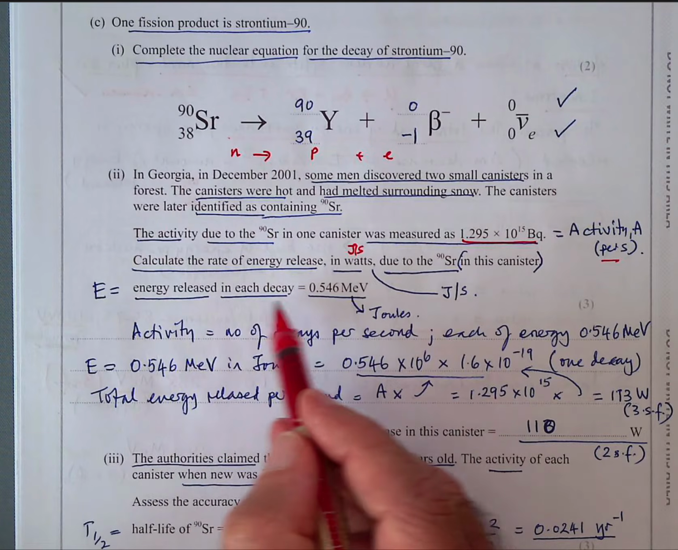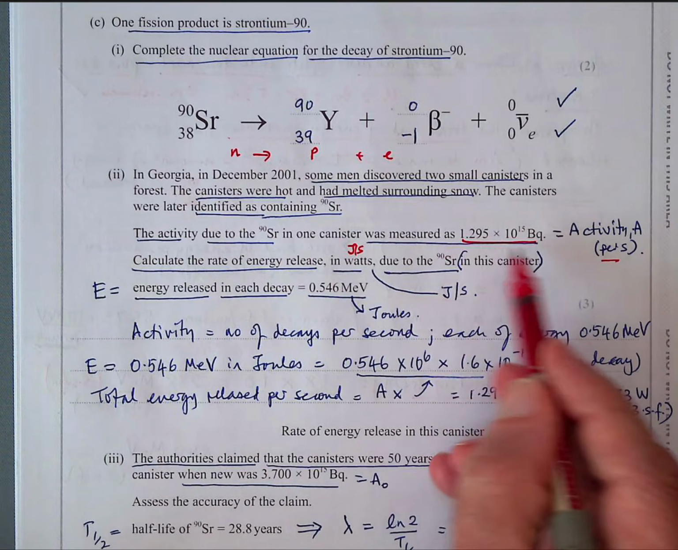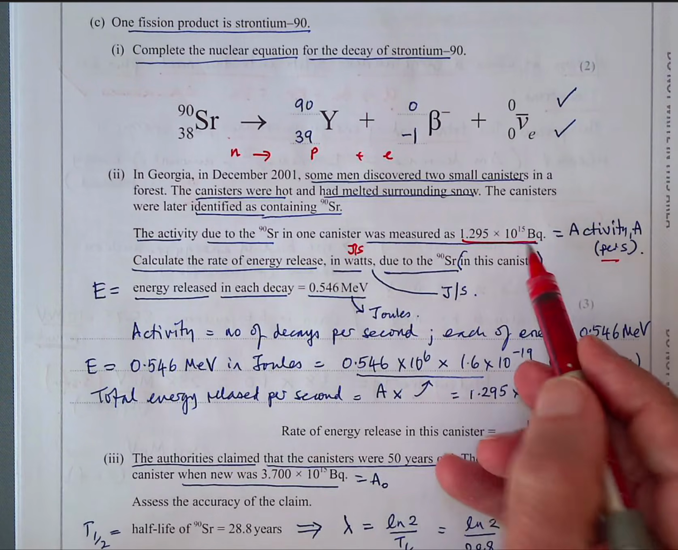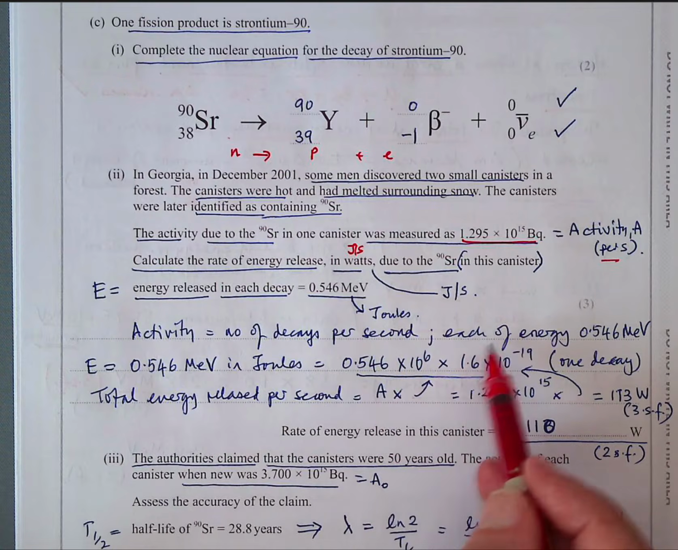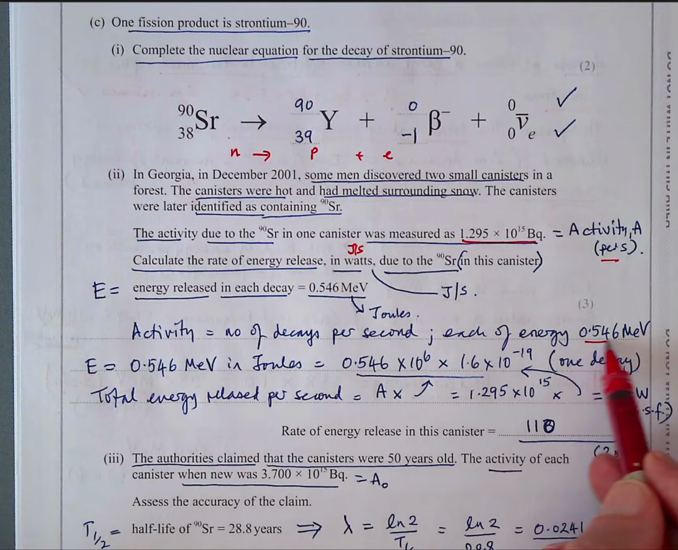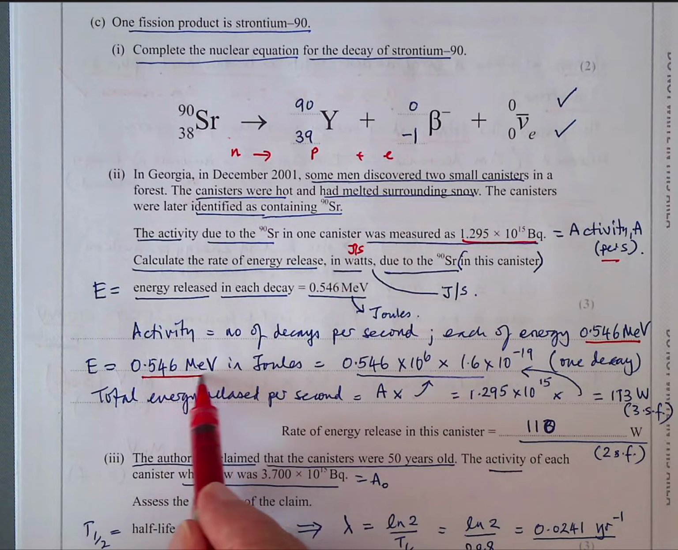The energy released in each decay is that. And this is how many are decaying per second. All right, so we have the numbers we need. Activity is the number of decays per second, each with this energy. So we have to multiply, first of all changing this into joules.